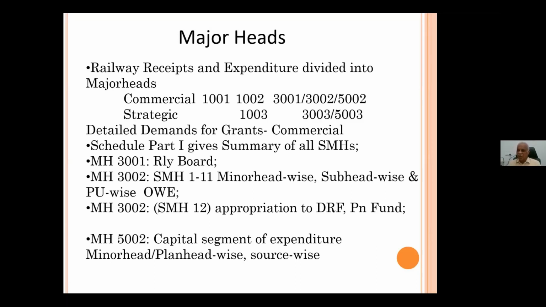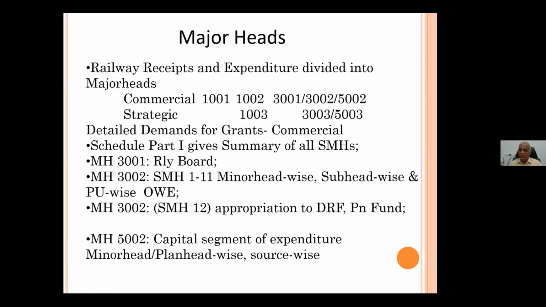Capital expenditure, if you are spending on commercial lines, its major head is 5002. If you are spending on strategic lines, it is major head 5003. So under the demand: miscellaneous receipt, miscellaneous expenditure, receipts from commercial lines, receipts from strategic lines. Similarly, revenue expenditure on commercial lines, strategic lines, and capital expenditure on commercial lines and on strategic lines.